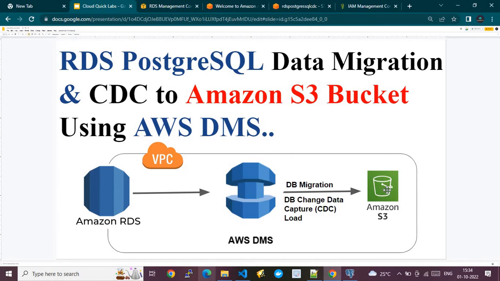Then from this Amazon S3 bucket, you can further pipeline using AWS Glue and upload into the Amazon Redshift cluster. I'm going to explain that in the next part of the video. This is the first part of that. Since the pipeline is very big, that's the reason I have created this video as the first one.